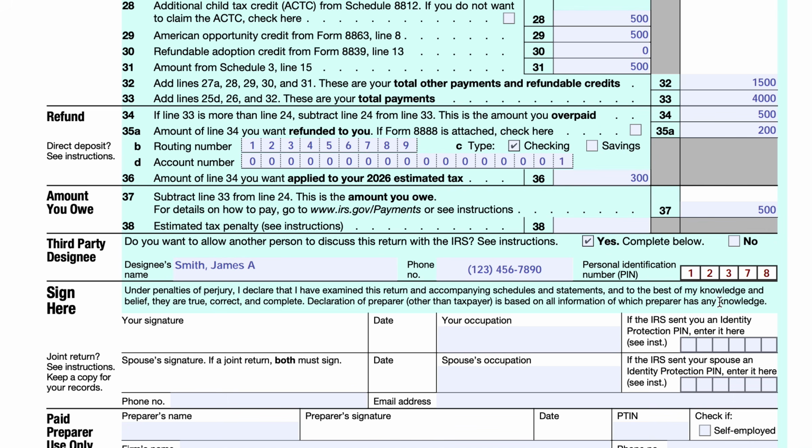This authorization automatically expires the following tax year. So if you're filing by April 15th, 2026, this authorization would expire by April 15th, 2027.